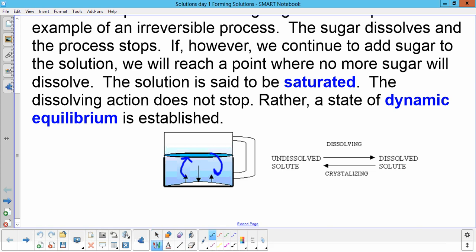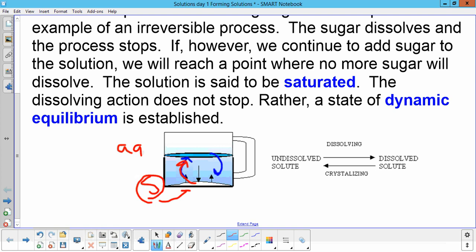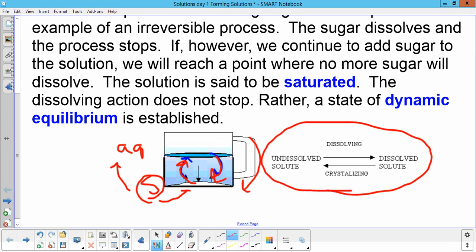What we really have happening here is that every time one sugar molecule that is down here in the solid phase, in the bottom of the cup, every time one of those solid pieces of sugar dissolves up into the solution, now I'm going to have it in the aqueous phase. It's dissolved. I will have at the same time another one that will recrystallize and go back down into the solid phase. So we will have sugar going from solid to aqueous and from aqueous back down to solid. There's our equilibrium. We're going to have an equilibrium from undissolved to dissolved.